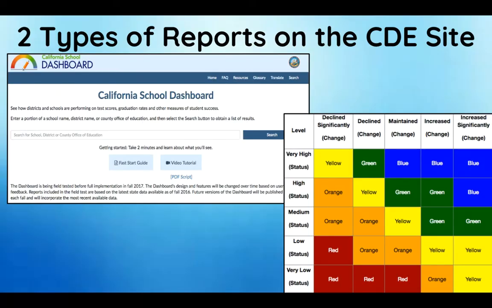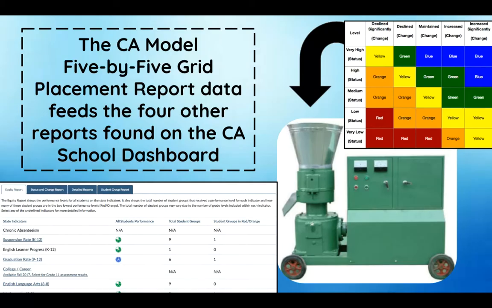On the California Department of Education, or CDE website, they have 2 types of reports. The first report is called the California School Dashboard Report, which within itself features 4 different types of reports. The second report is called the California Model 5x5 Grid Placement Report. It's important to understand how these 2 types of reports are connected. The California Model 5x5 Grid Placement Report is what feeds the data for the other 4 reports found within the California School Dashboard.